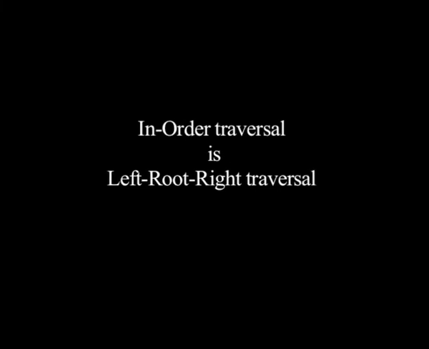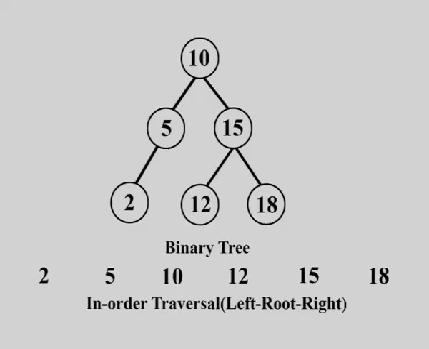The in-order traversal is also known as symmetric order. In this traversal, firstly, the whole left subtree is traversed recursively in in-order manner, then the root is traversed, and then the right subtree is traversed recursively in in-order manner. This traversal method is also known as left root right traversal.